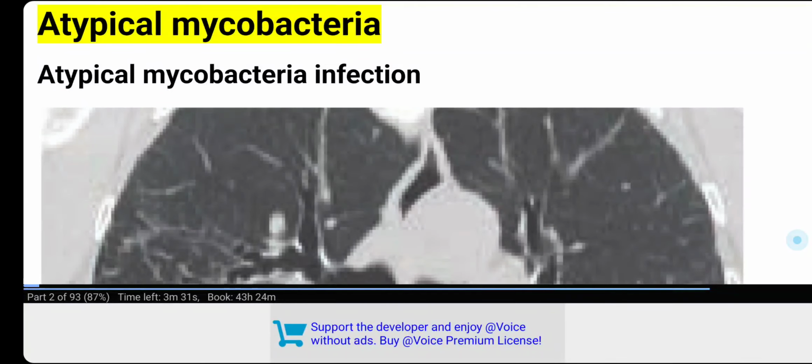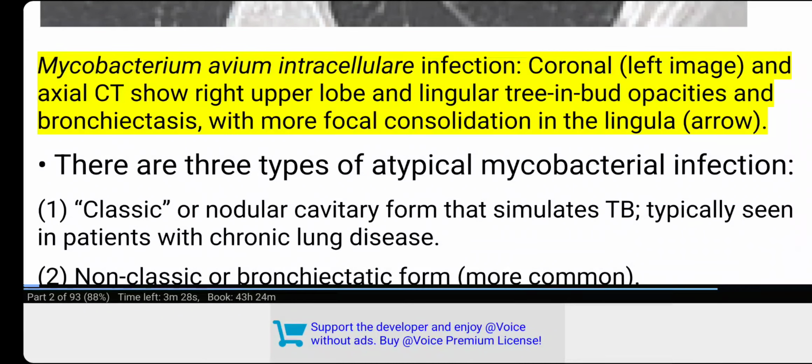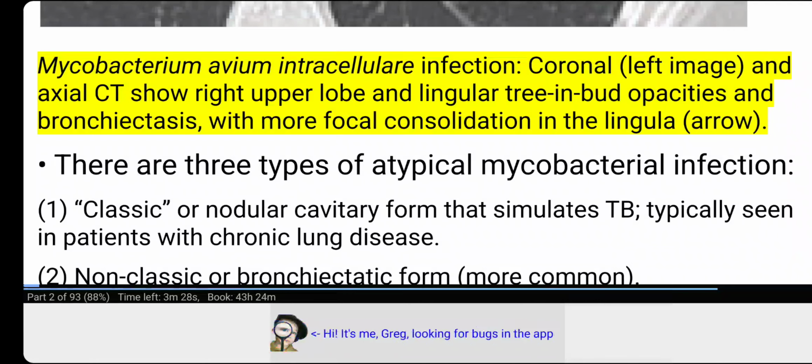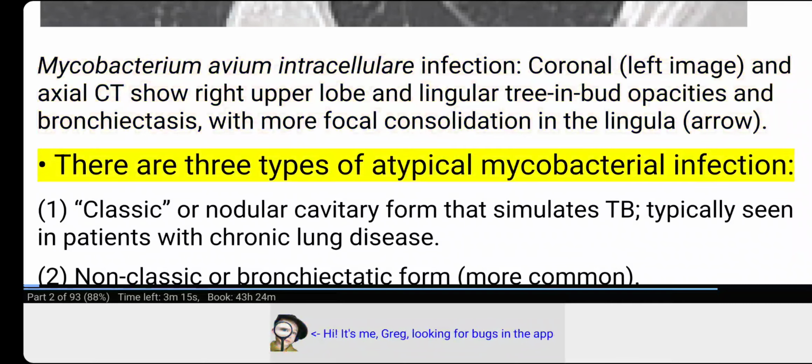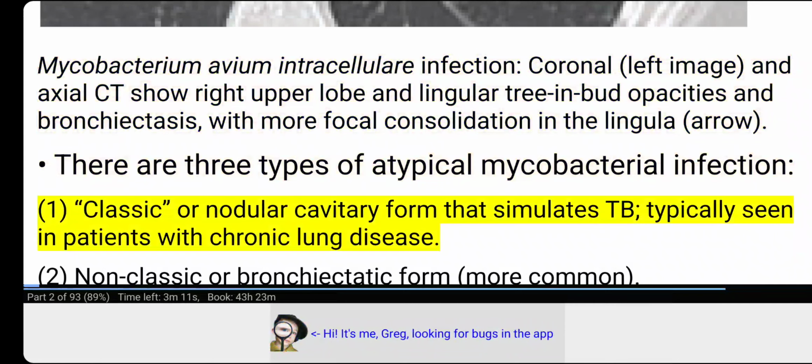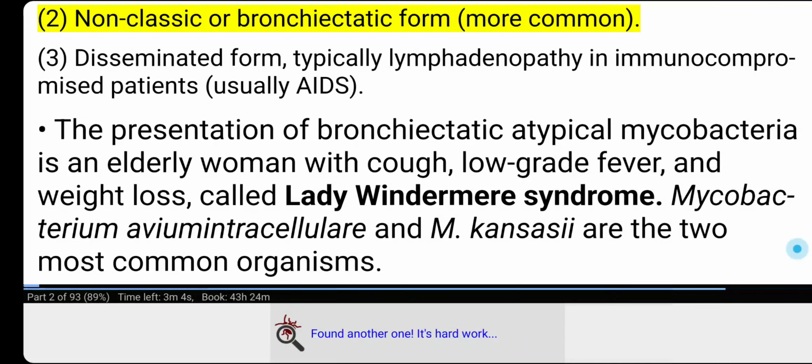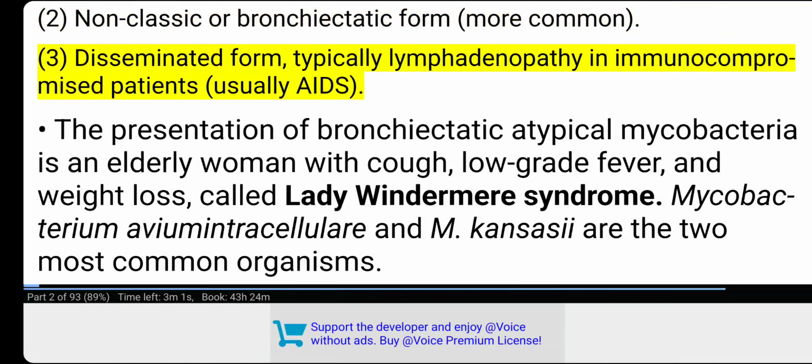Atypical mycobacteria. Atypical mycobacteria infection. Mycobacterium avium intracellulare infection. Coronal left image and axial CT show right upper lobe and lingular tree and bud opacities and bronchiectasis, with more focal consolidation in the lingula, arrow. There are three types of atypical mycobacterial infection. 1. Classic, or nodular cavitary form that simulates TB, typically seen in patients with chronic lung disease. 2. Non-classic or bronchiectatic form, more common. 3. Disseminated form, typically lymphadenopathy in immunocompromised patients, usually AIDS.